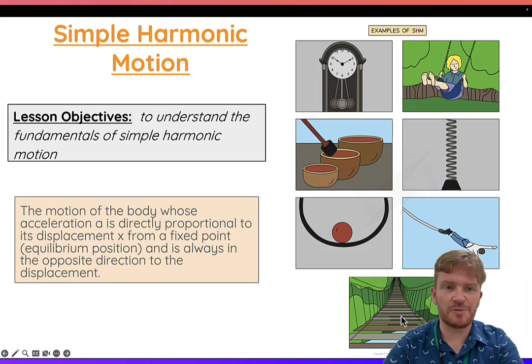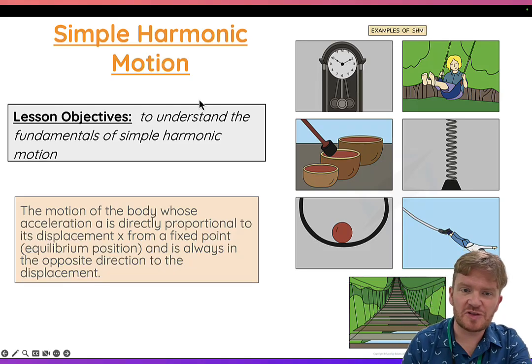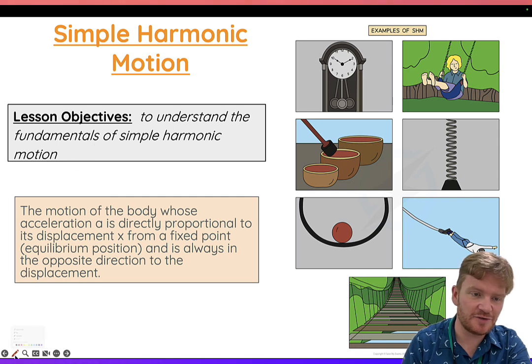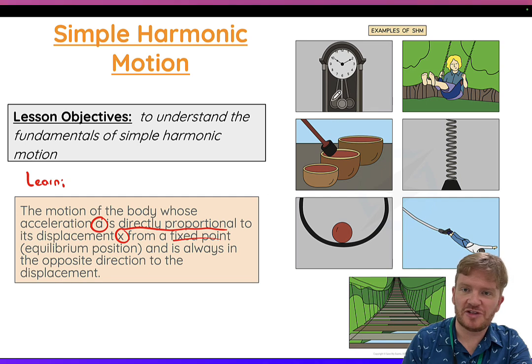Okay, let's talk about simple harmonic motion. So simple harmonic motion, we define it, and this is important, this is a really key definition that you must learn and memorize by heart. It is a motion of a body whose acceleration a is directly proportional to its displacement x from a fixed point, which we call the equilibrium position, and is always in the opposite direction to that displacement.